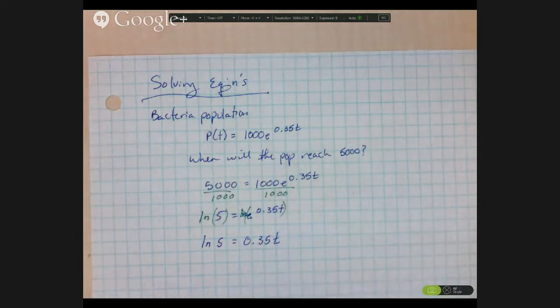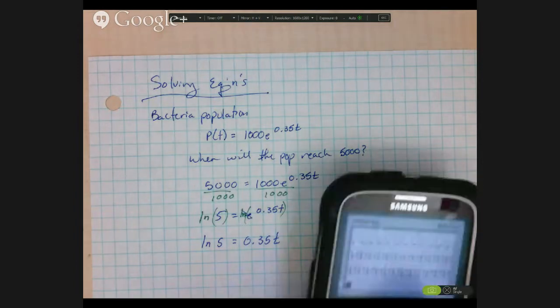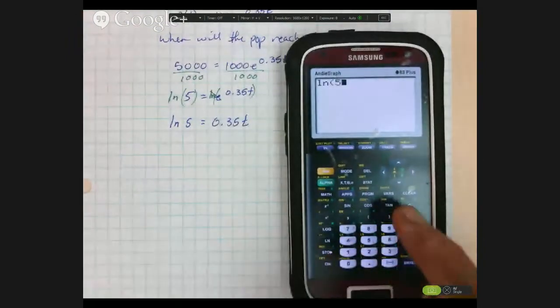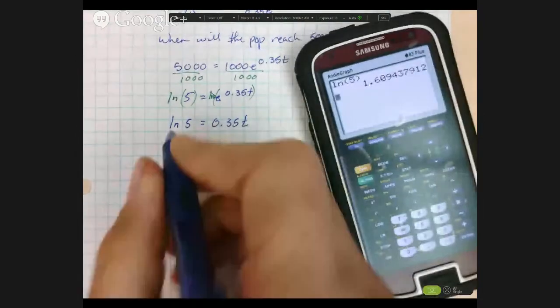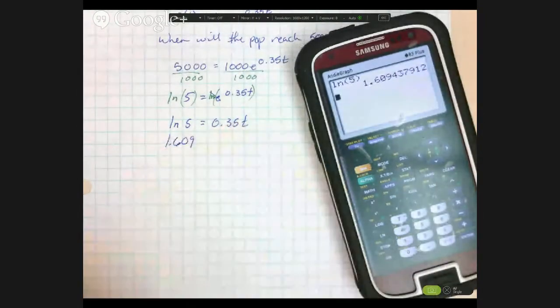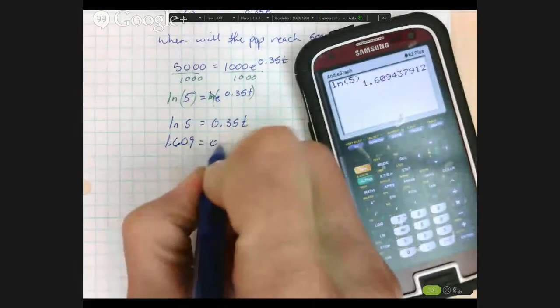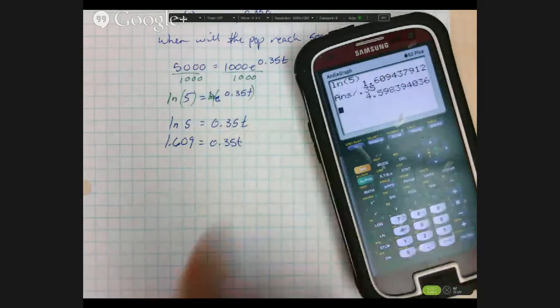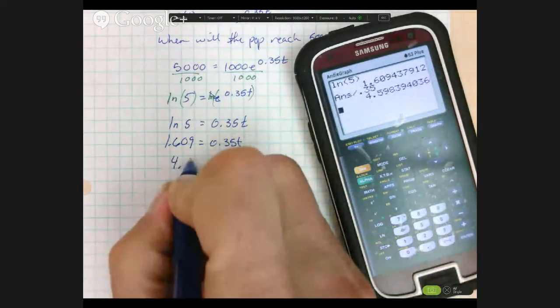Calculator. I'm trying to get my calculator. Pretty handy Android app. I'm going to say, what's the natural log of 5? 1.609. Try to go to at least 3 spots every time. And then we divide by 0.35 and we get 4.598.